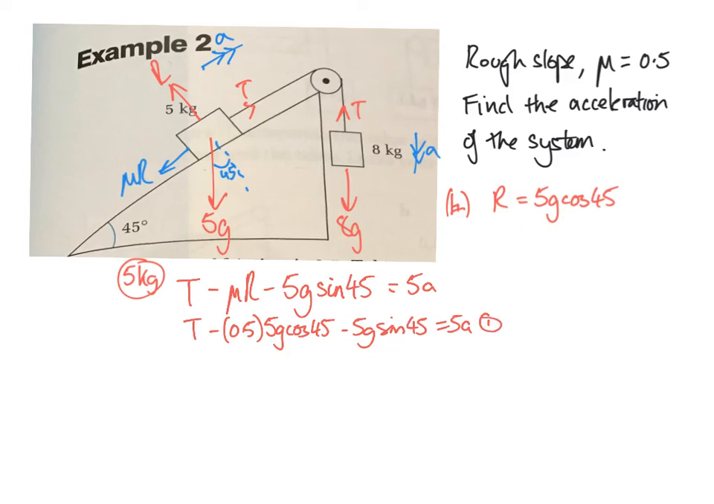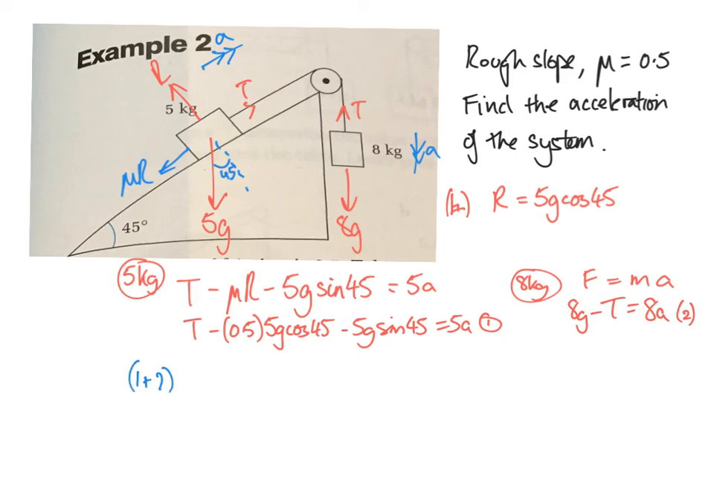Equation 2 is much easier when we look at the 8 kilogram mass. And again, I should maybe have started the last one with F equals ma. But the overall force is going this way, it's going down. So it's 8g minus T. So 8g minus T is the overall force, equal to 8a. That's our second equation. So again, let's add these two equations together.